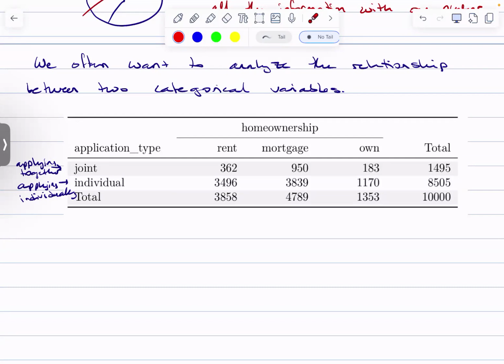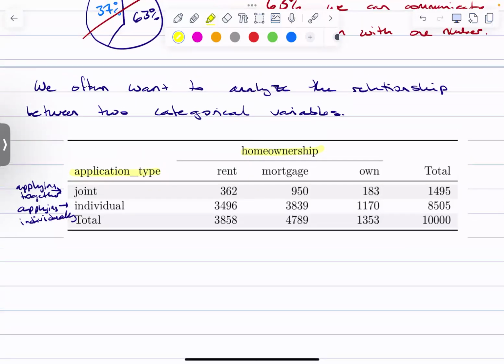So now I have two categorical variables. I still have the home ownership, but now I'm introducing that application type. And we want to know if there's a relationship here, potentially. We've got the same 10,000 loans that we're looking at, presumably a random sample from the loans data, right? A representative group of the entire population. Otherwise, what are we doing it all for?